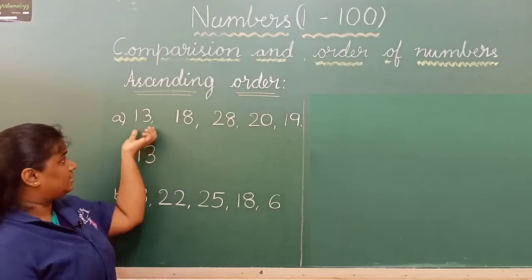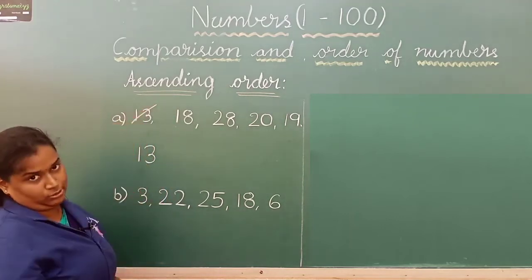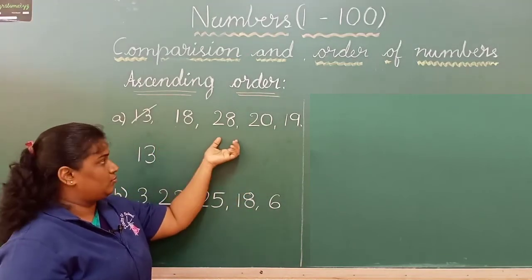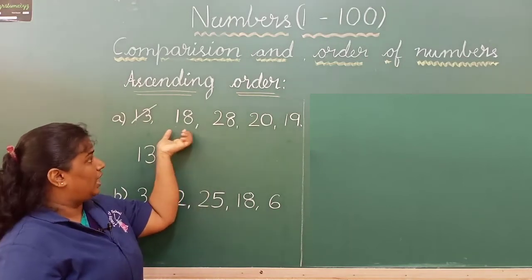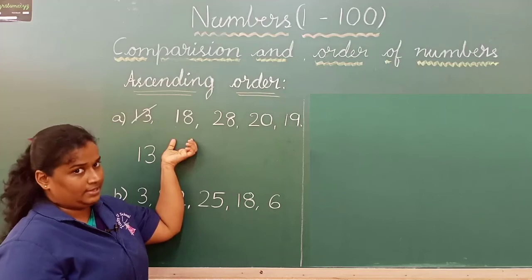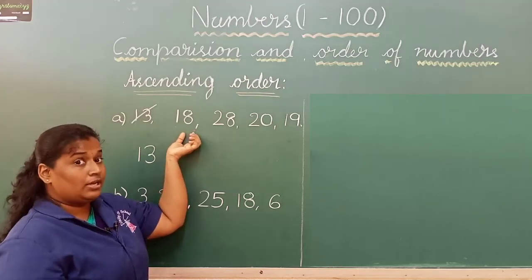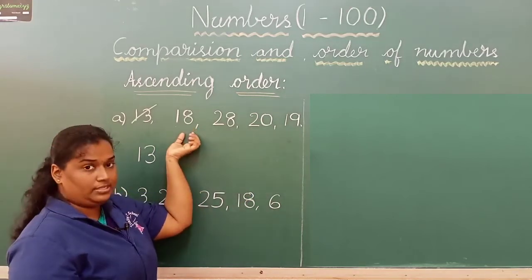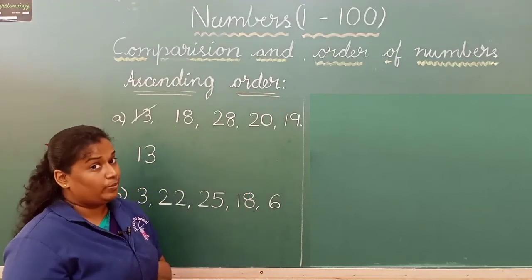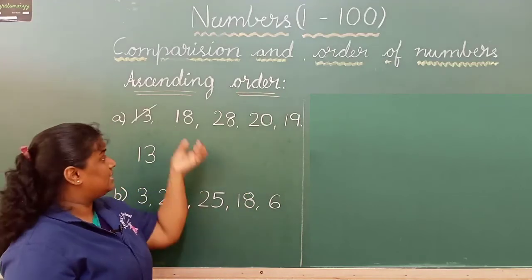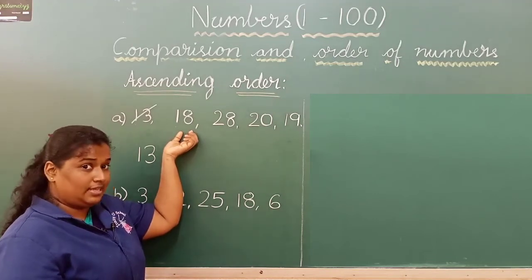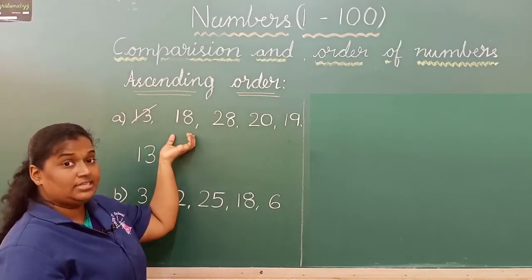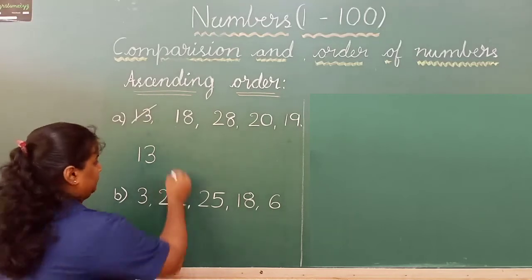As we have already written the number 13, let us strike it out. In the remaining numbers, we already know 1 ten is smaller than 2 tens. So we have 2 numbers which carry 1 ten. Now compare the ones place of these 2 numbers. 8 ones and 9 ones. Which is smaller? Yes, 8 ones is smaller. That is why 18 is smaller than 19. So let us write 18 after 13.